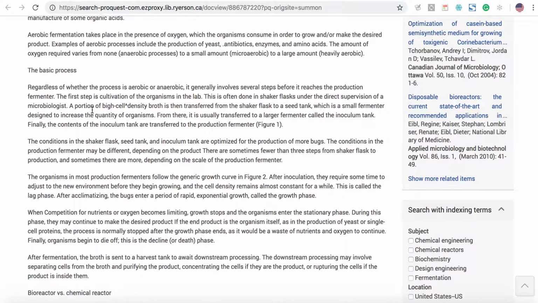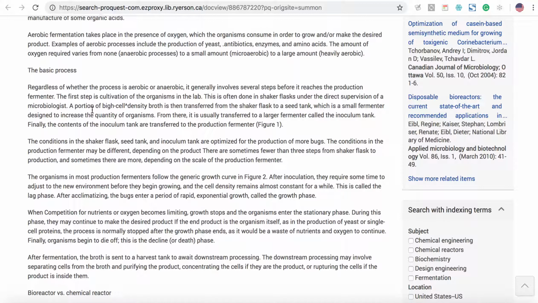Regardless of whether the process is aerobic or anaerobic, it generally involves several steps before it reaches the production fermenter. The first step is cultivation of the organism in the lab. That is often done in shaker flask under the direct supervision of microbiologists.